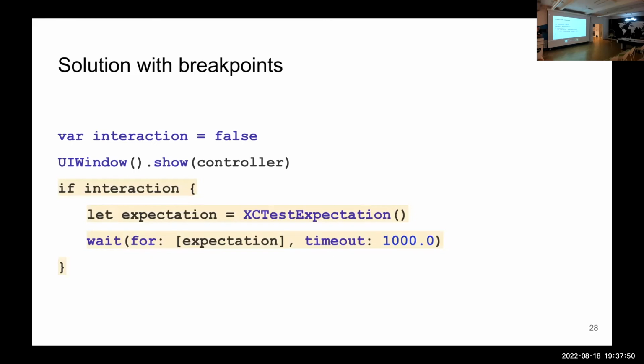And the solution for this could actually be breakpoints. So this test could be something like this. We have some variable, some Boolean, that we check. Before the check, we actually show our screen, in a window that could show some controller, or a host controller for SwiftUI. Then we check this condition, and only after the check do we decide whether we'd like to wait or skip the wait.